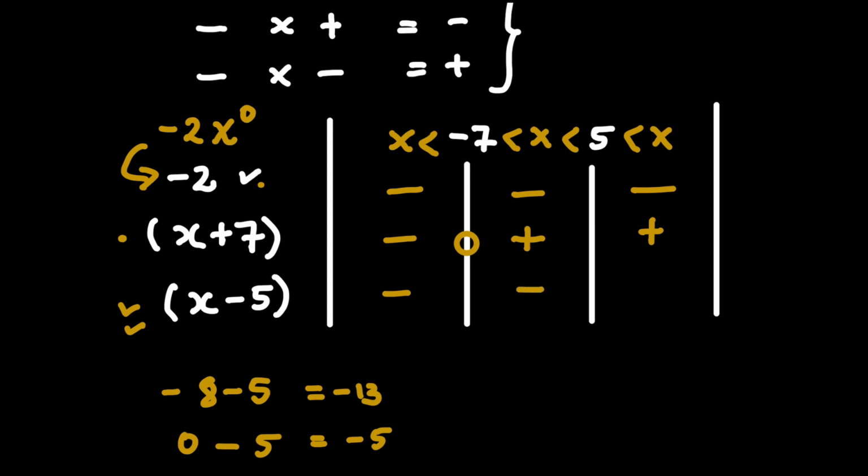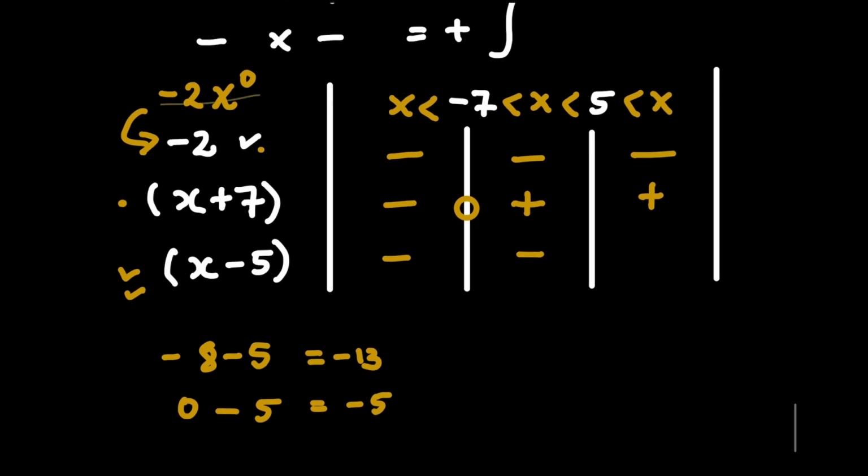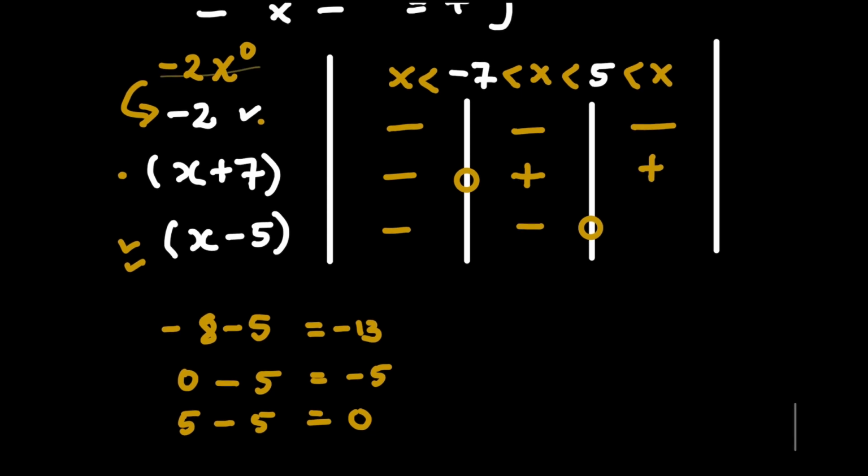And then at 5 now, 5 minus 5, we get what? A 0. So here, there we have it. We've got a 0. Then any value of x greater than 5, let's say 6. So 6 minus 5. That's 1. So we will have a positive value over here, right?